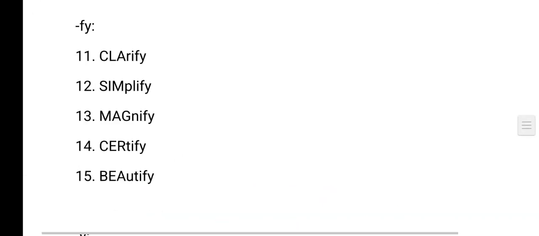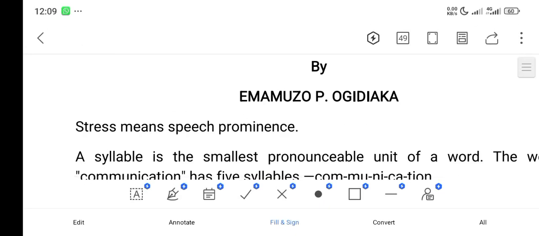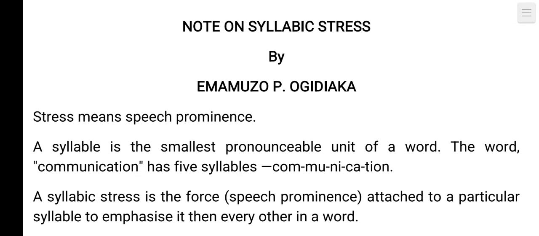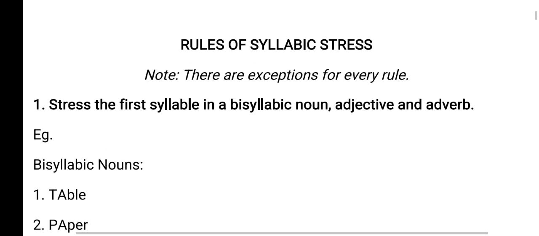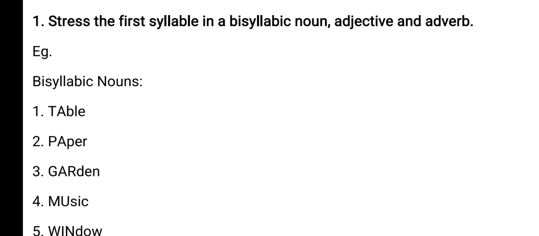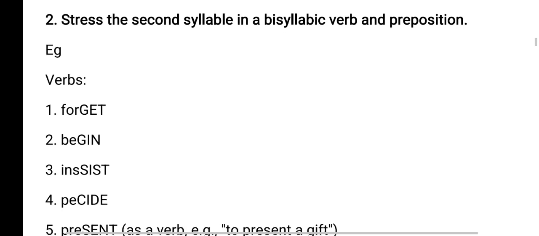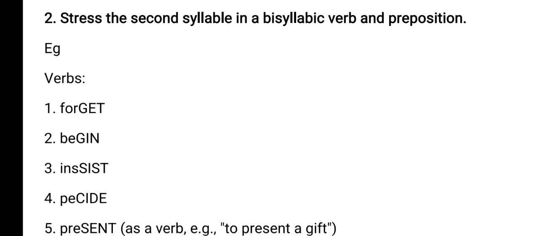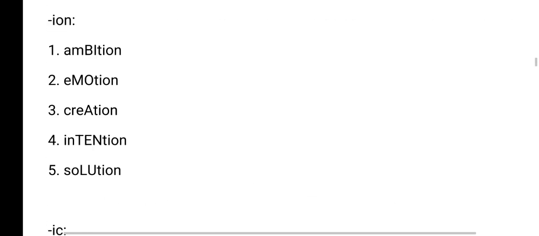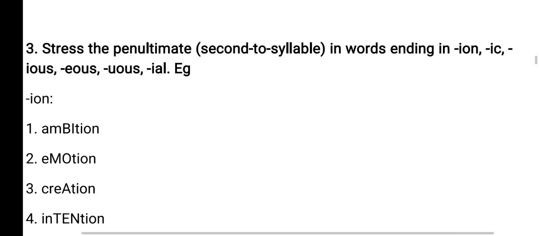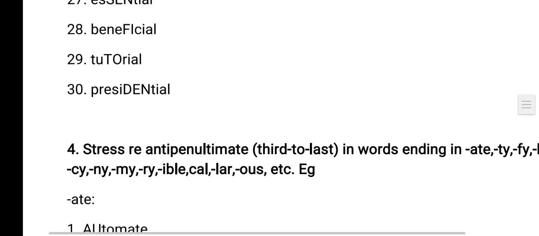Remember that we must first of all know what a syllable is. Knowing what a syllable is helps you to divide a particular word into different syllables. Then knowing what a stress is. Remember that you stress the first syllable in a bisyllabic noun, adjective, and adverb. We have some examples here. If you want the PDF, I will send it to you. Stress the second syllable in a bisyllabic verb and preposition. Then any word that ends in ion, ic, ious, all of that. Please go through the video again, learn the song, form your own songs, and you will love it.